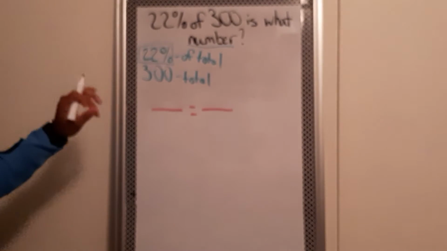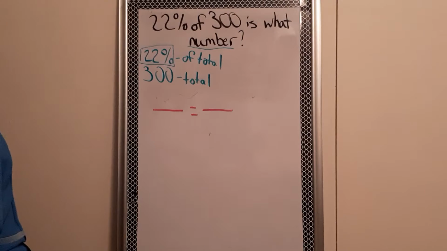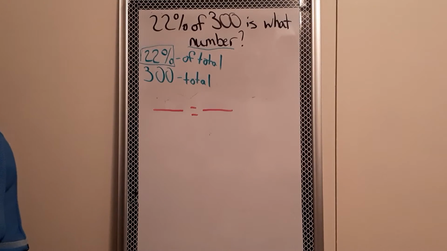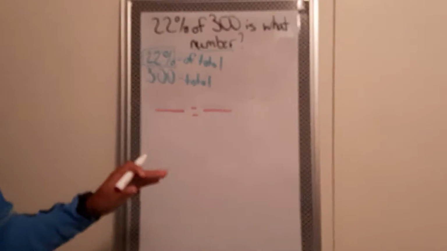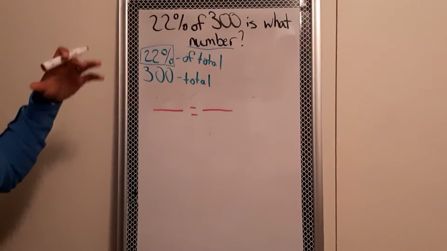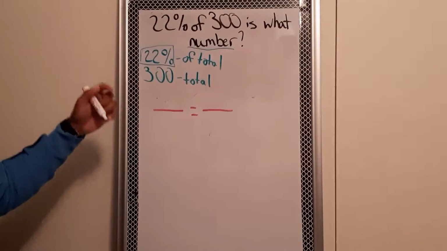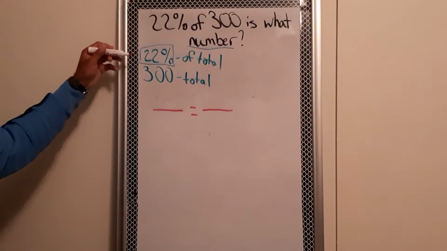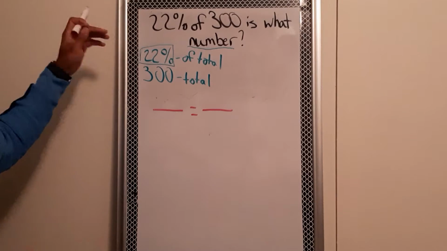22% of the total would be the part, because if you took a test and you got all the questions correct, you would get 100%. That's the total of all percents. Every time you're talking about a percent, the whole would be 100%. So if I have 22%, I don't have the total or the whole, I have part of that 100%.